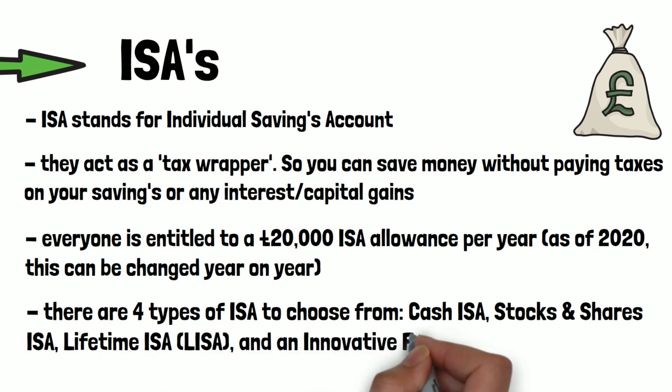There are 4 types of ISA you can choose from, these being a cash ISA, a stocks and shares ISA, a lifetime ISA or LISA, and an innovative finance ISA.